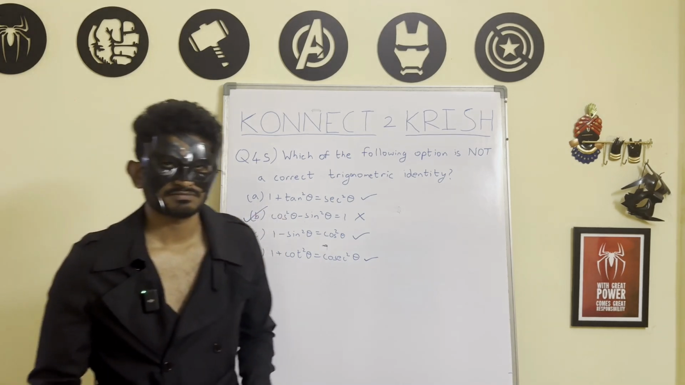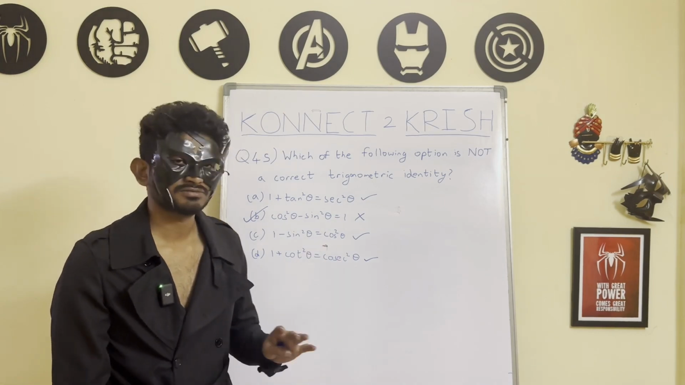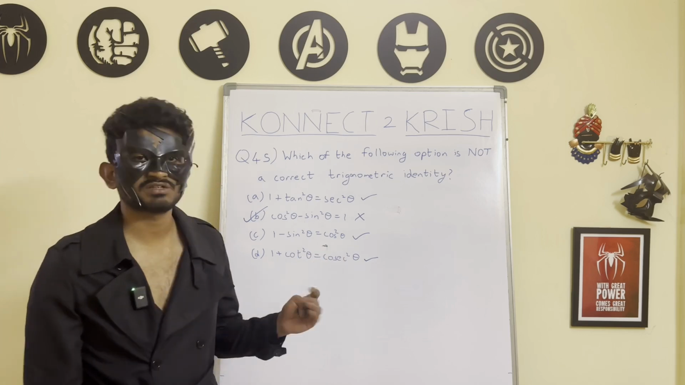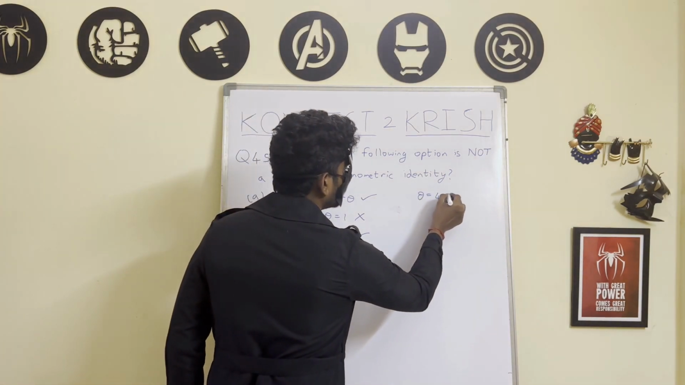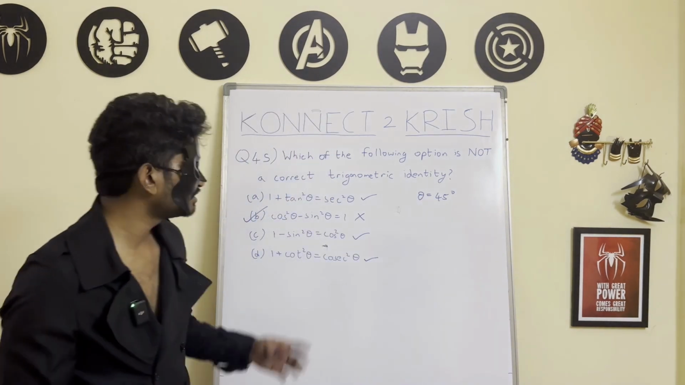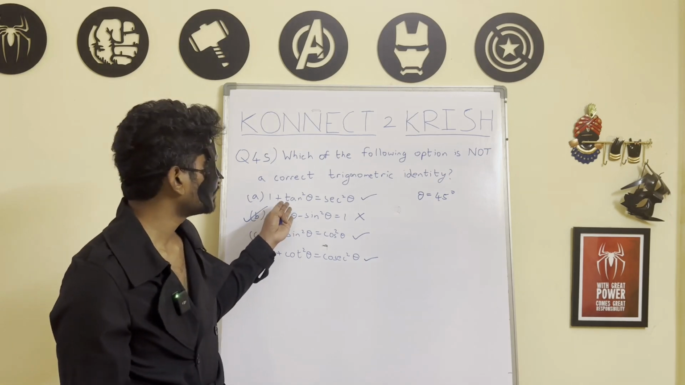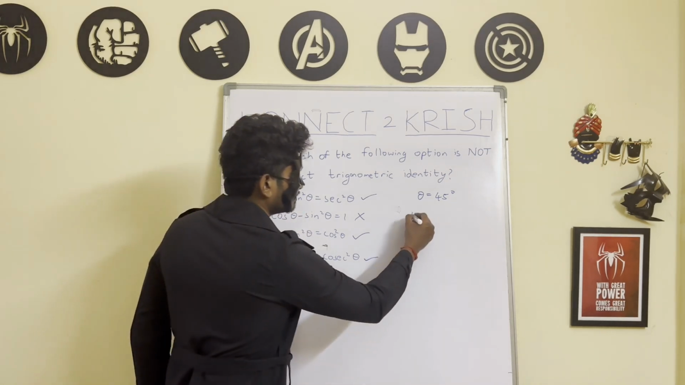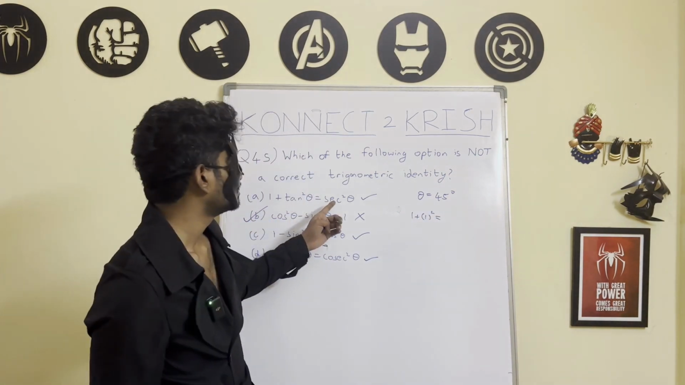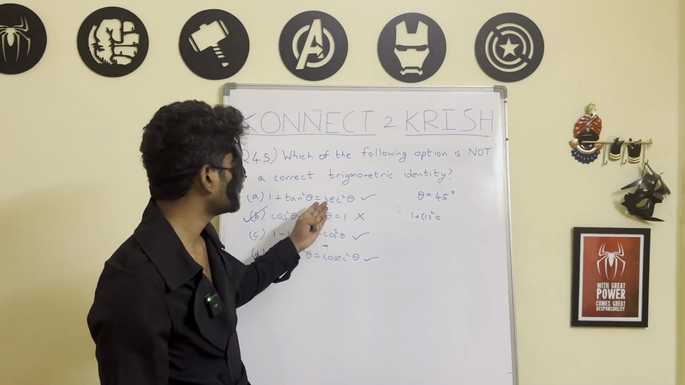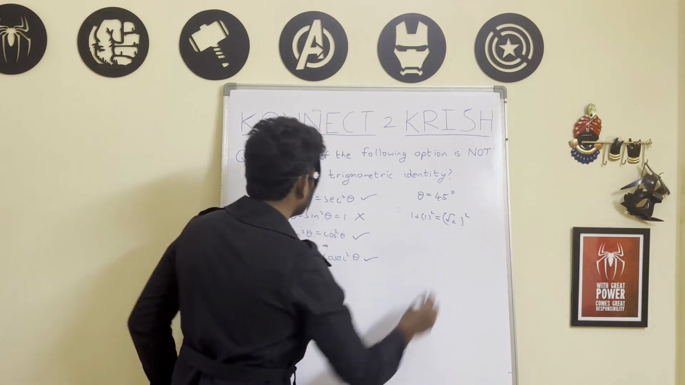And suppose by chance you don't remember those identities, then what I would suggest is substitute some value for theta. So let's suppose theta is equal to 45 degrees. Since it's an identity, it should be satisfied for all values. So 1 plus tan square 45 is nothing but 1 plus 1 square, which is equal to secant square 45. Secant 45 is nothing but root 2, whole square. So here it is satisfying.